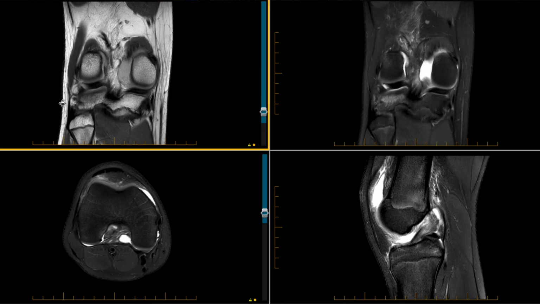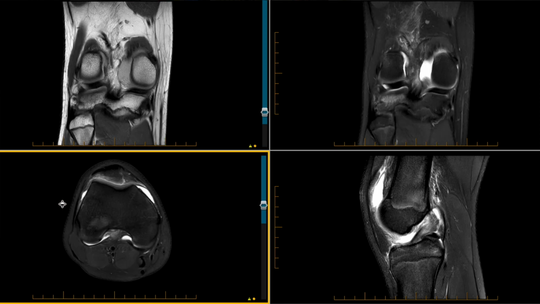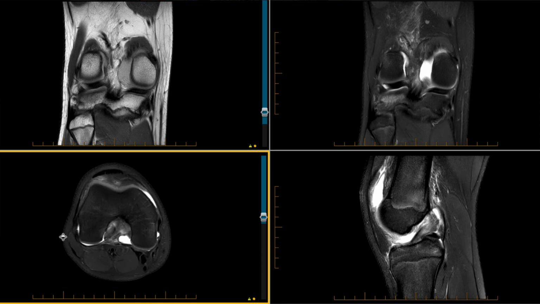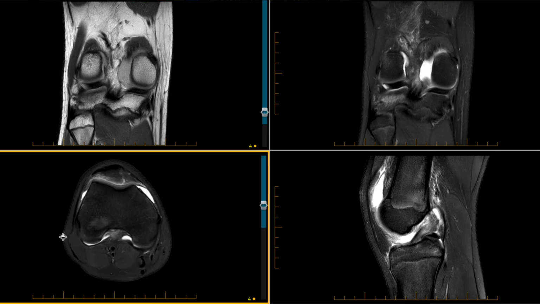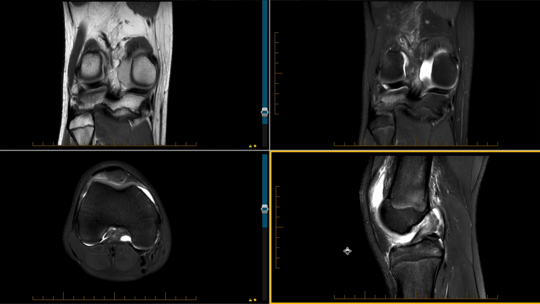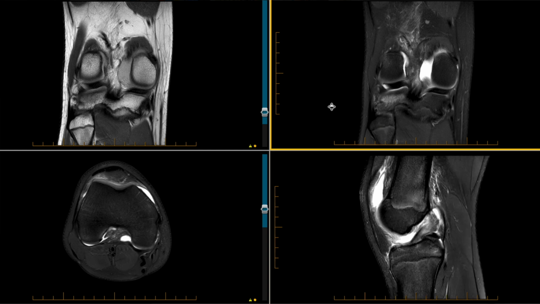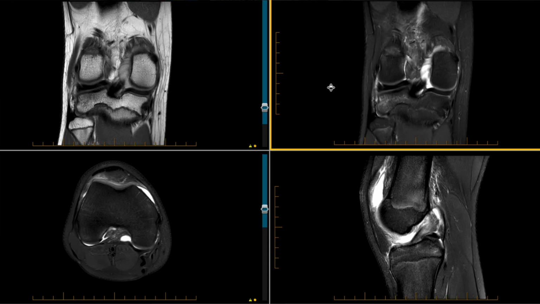This can also be confirmed on the axial images where you see a clear fluid signal intensity cleft separating the ACL tissue from the femoral footprint of the ACL. And again, the sagittal shows the edema within the proximal ACL, whilst the coronal and the axials better define the lack of attachment to the femoral footprint of the ACL.